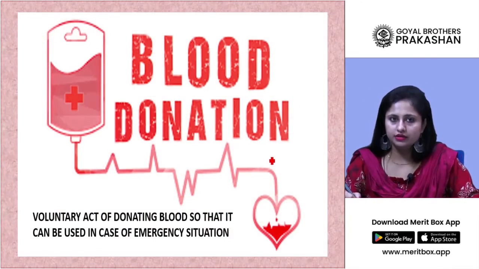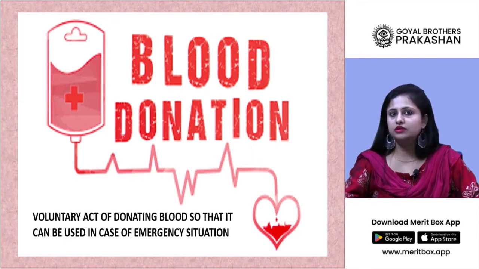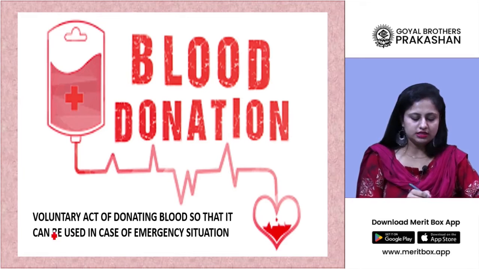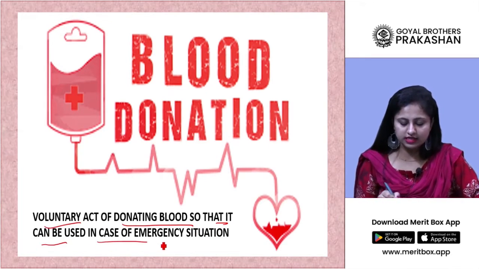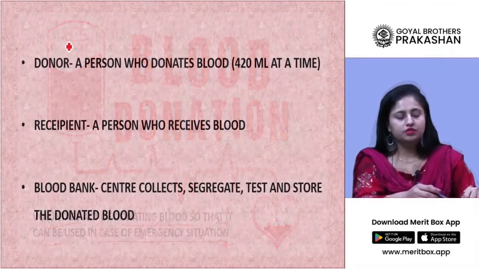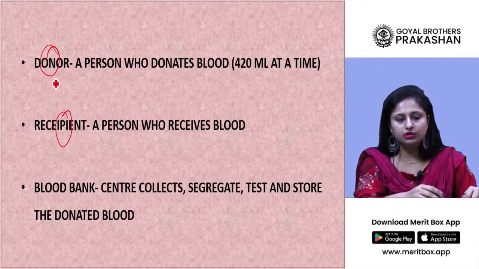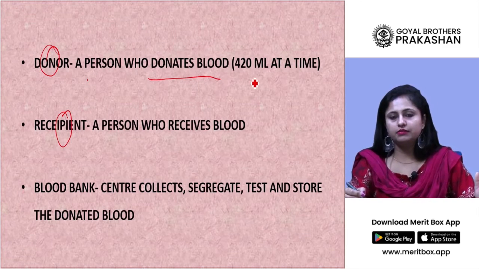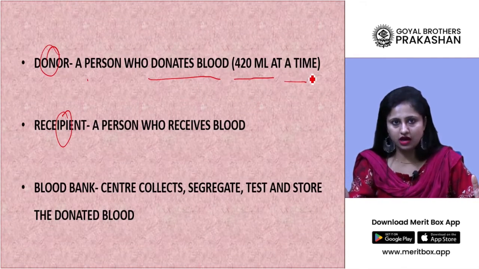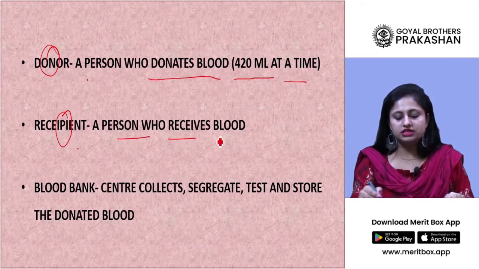Next is blood donation. You must have heard about blood donation. It is a voluntary act of donating blood so that it can be used in case of emergency situations. What do you mean by these 2 terms, donor and recipient? Donor is a person who donates blood, and at a single time, only 420 ml of blood can be taken out from the body of that person. And recipient is the person who receives blood.